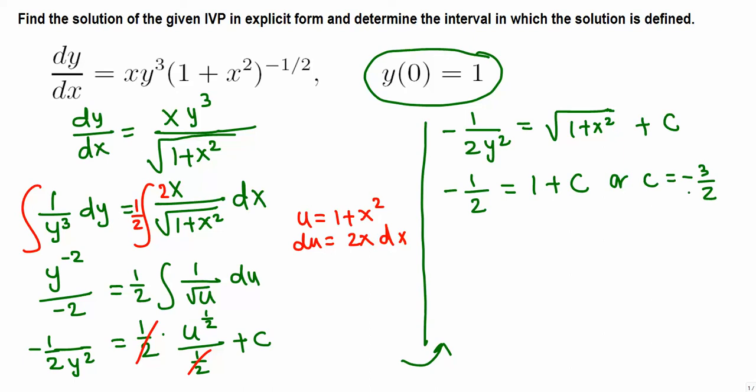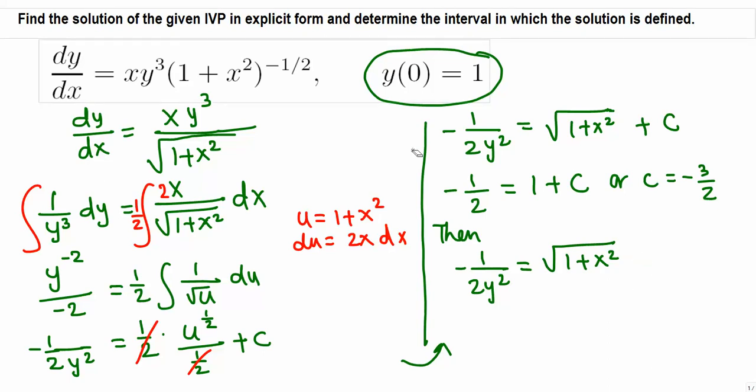Back substitute this value here, then we get the solution: negative 1 over 2y squared equals the square root of 1 plus x squared plus c. C is negative 3/2, so let me write negative 3/2. Let's simplify this equation, and we need to solve this for y, as the question asks to write the solution in explicit form. For that, let's multiply through by negative 2.